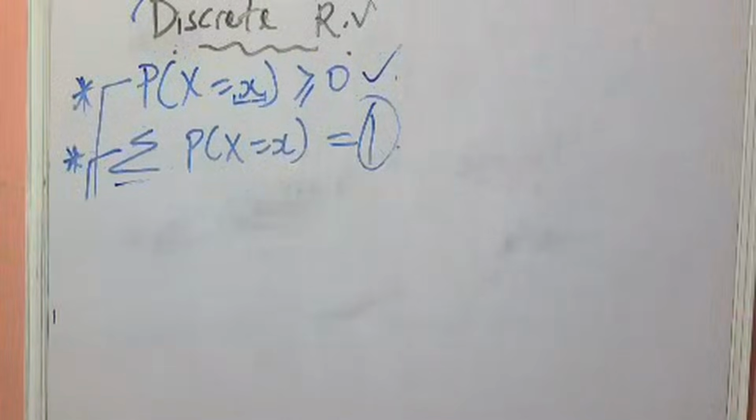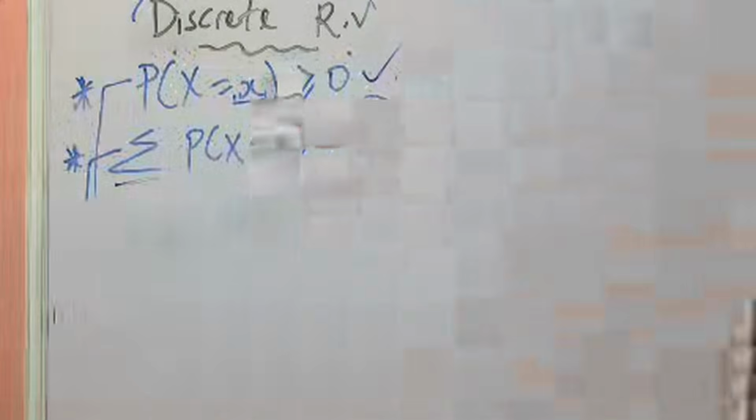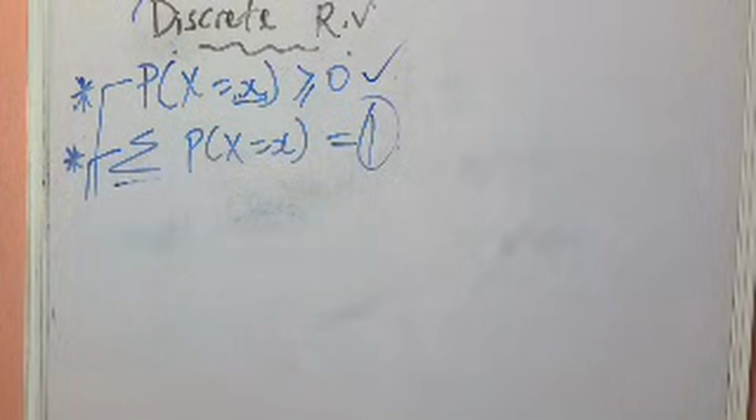This was what they expected students to do. They expected students to define that for you to have a discrete random variable, two things must happen. Number one, this first thing. Number two, this second thing. Now, what is this first thing? That was what I was trying to say. What is this first thing?